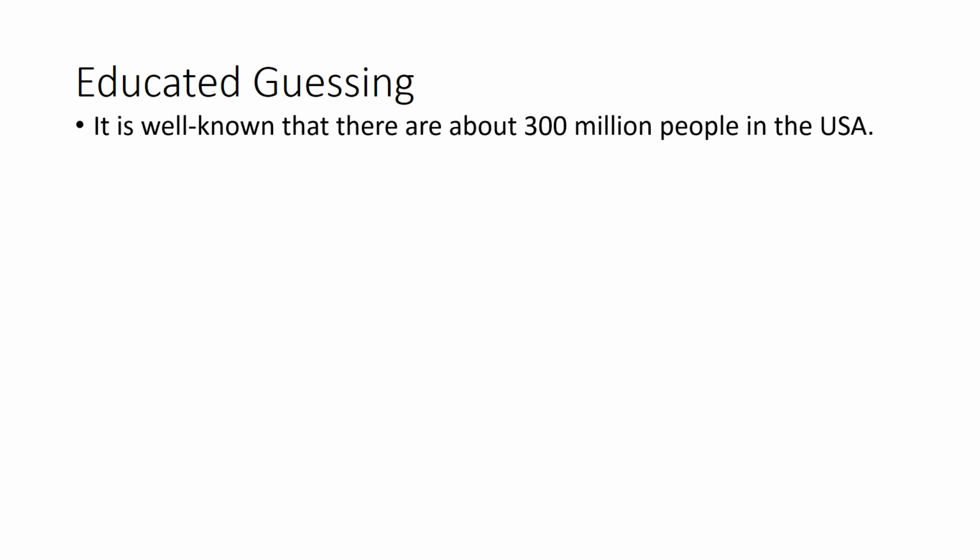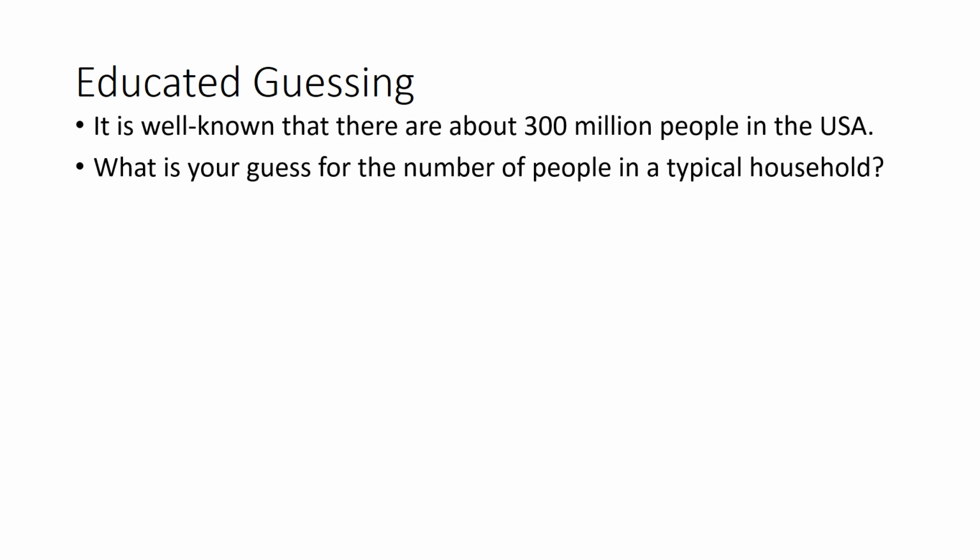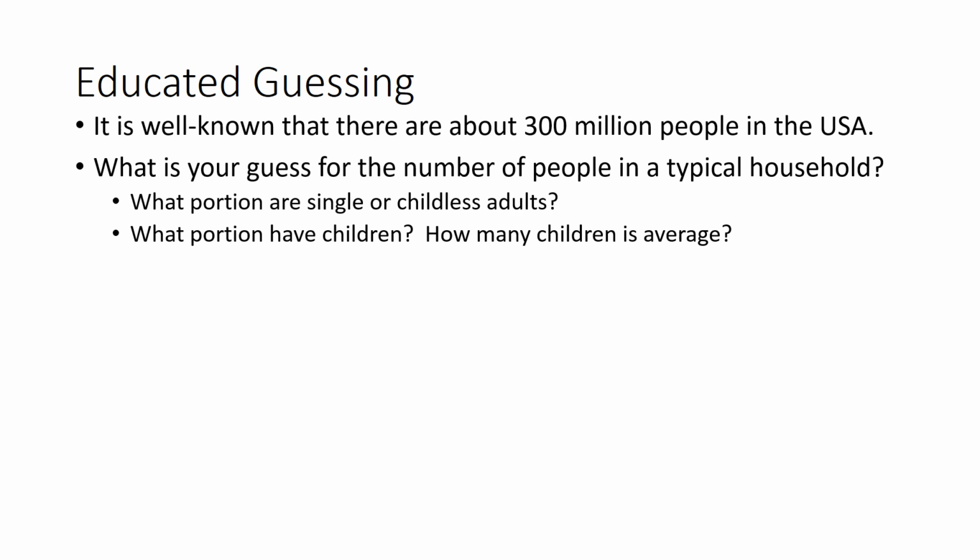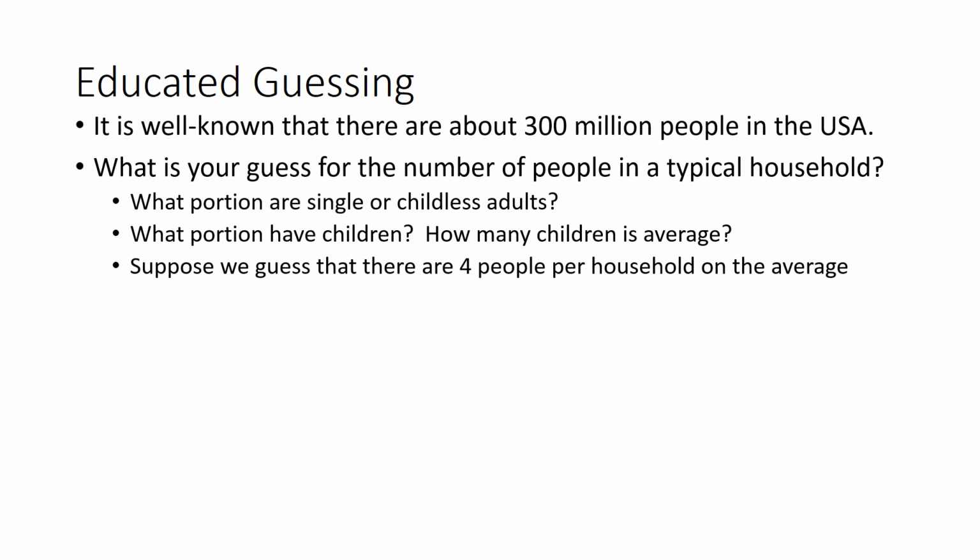First of all, it's known that there's about 300 million people in the United States. So we'd want to guess how many people are in a typical household. So we might want to look at things like what portion of households are single or childless adults, maybe one or two people in the household. What portion have children, and how many children is average? If we put all of this together, we might make a guess that there are four people per household on the average. Some houses are going to have a lot more, some are going to have fewer than four, but that's going to be our guess for the average.